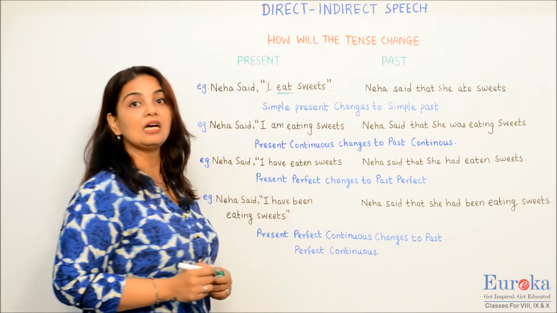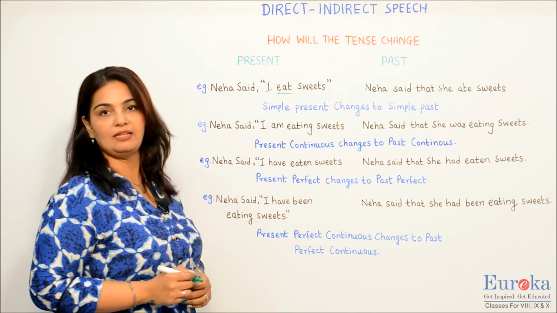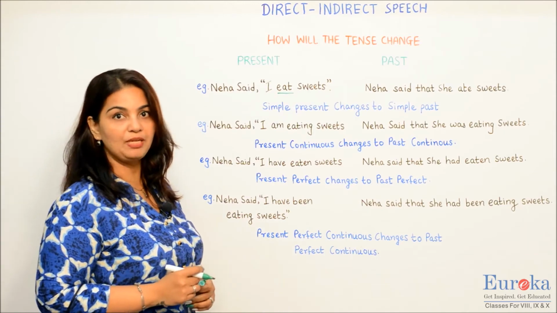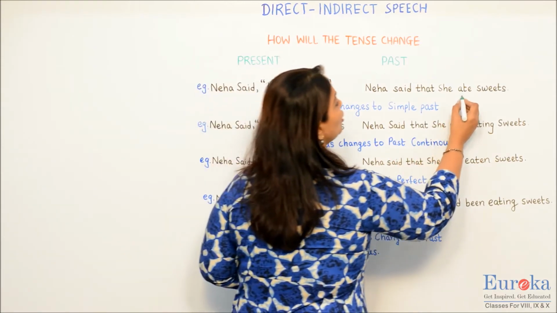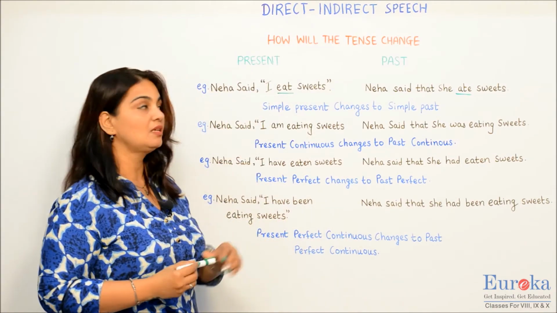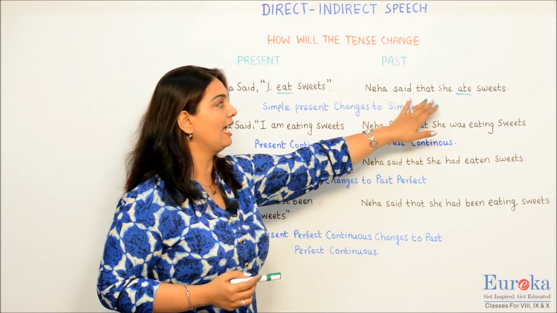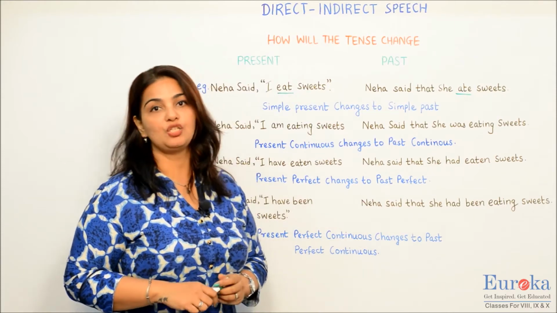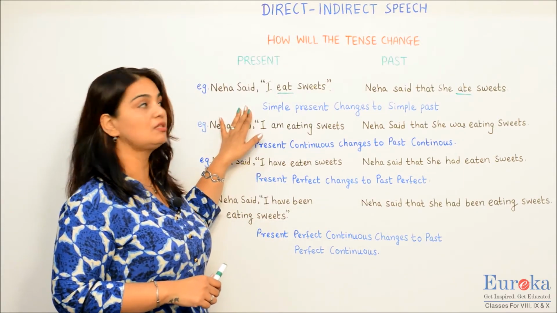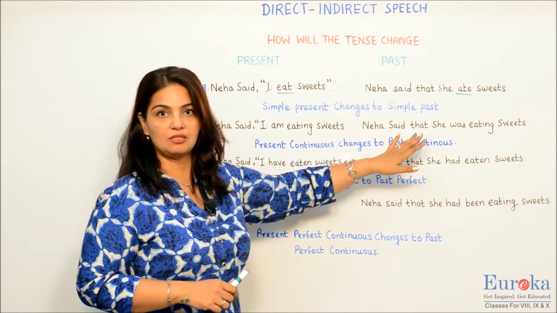Eat is a simple present tense. And when we convert this into an indirect speech, it gets converted to ate. So the entire sentence becomes Neha said that she ate sweets. So a simple present changes to a simple past.